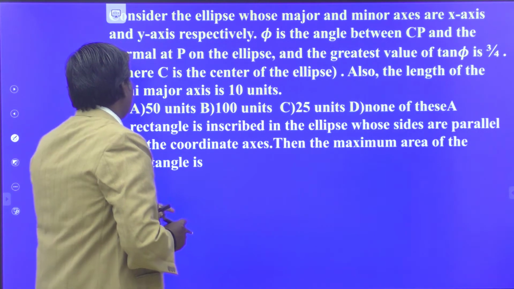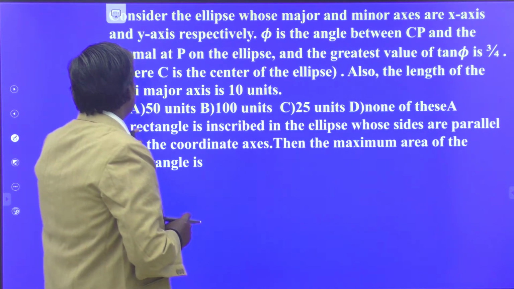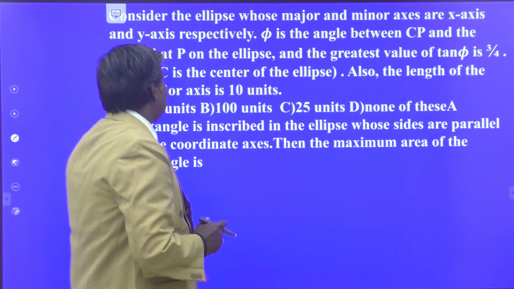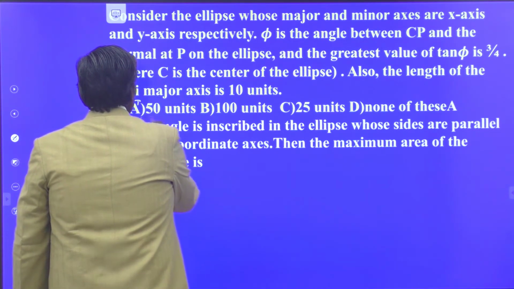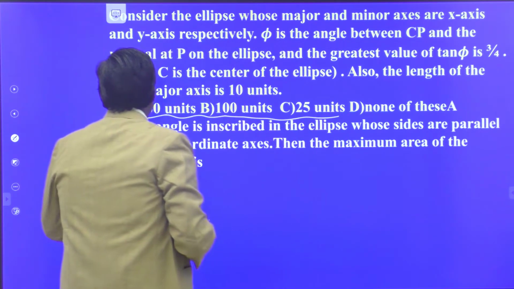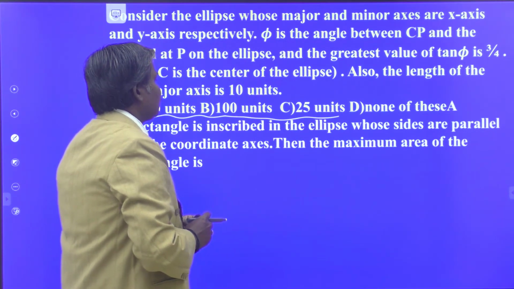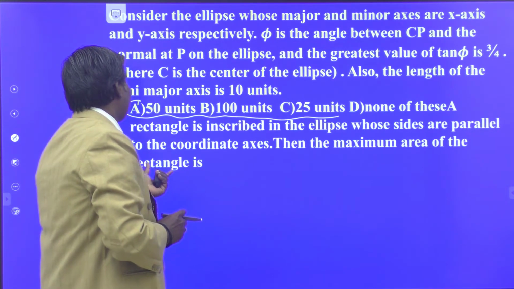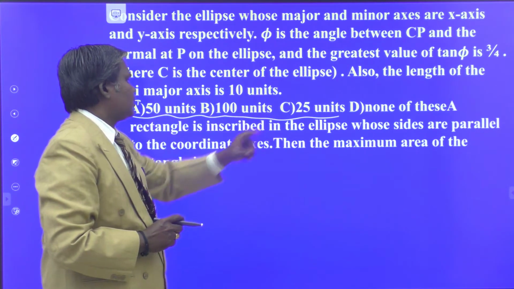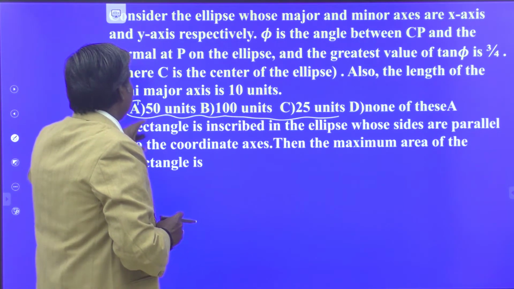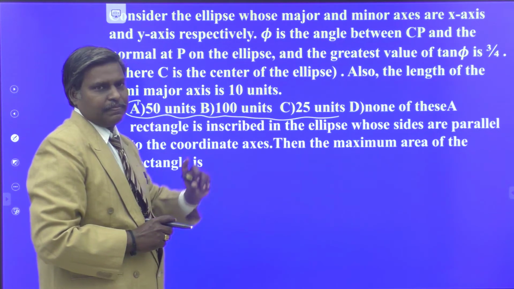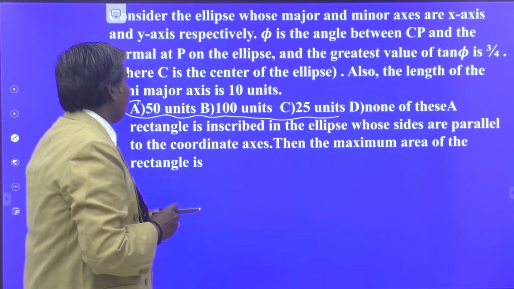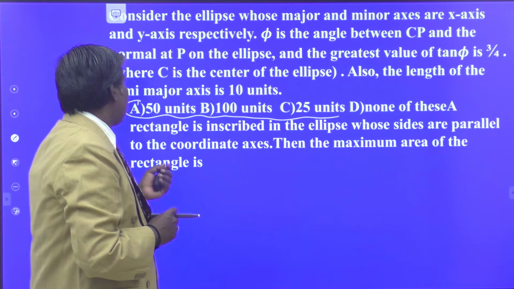For the same paragraph, the next question is like this. Semi-major axis 10 units. These are the options for the above question. This is the paragraph, this is the question, and its options are like that. A rectangle is inscribed in the ellipse whose sides are parallel to the coordinate axes. Then what is the maximum area of the rectangle?